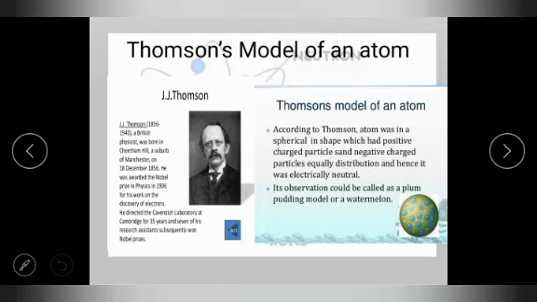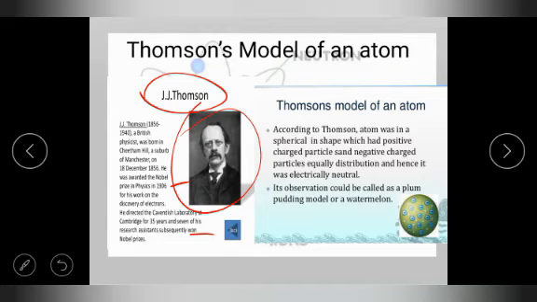J.J. Thomson, a British physicist, was born in Cheetham Hill, a suburb of Manchester, on 18 December 1856. He was awarded the Nobel Prize in Physics in 1906 for his work on the discovery of the electron. He directed the Cavendish Laboratory in Cambridge for 35 years, and 7 of his research students won Nobel Prizes. He was a very famous scientist.